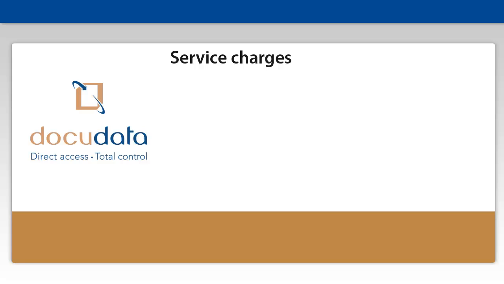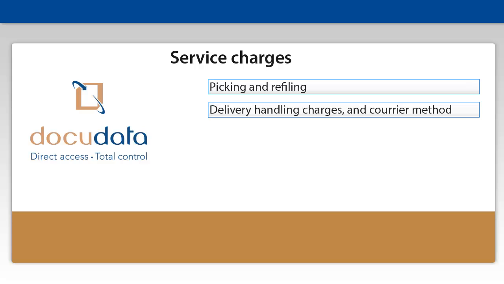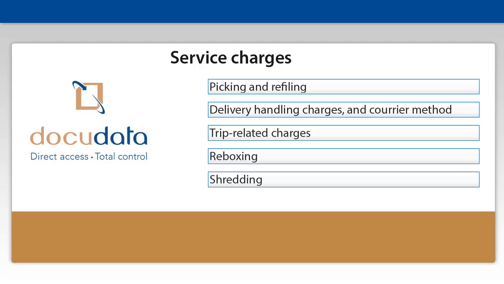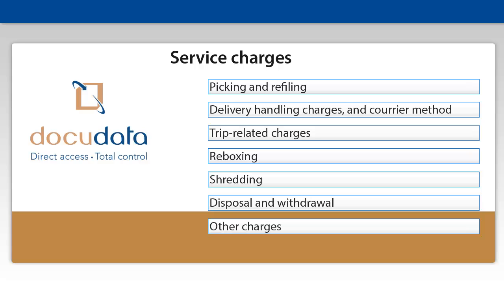Now let's take a look at service-related charges, which get to the invoice through deliveries. We will see picking and refiling, delivery handling charges and how they relate to the courier method, trip-related charges, reboxing, shredding, disposal and withdrawal lists, and other charges.